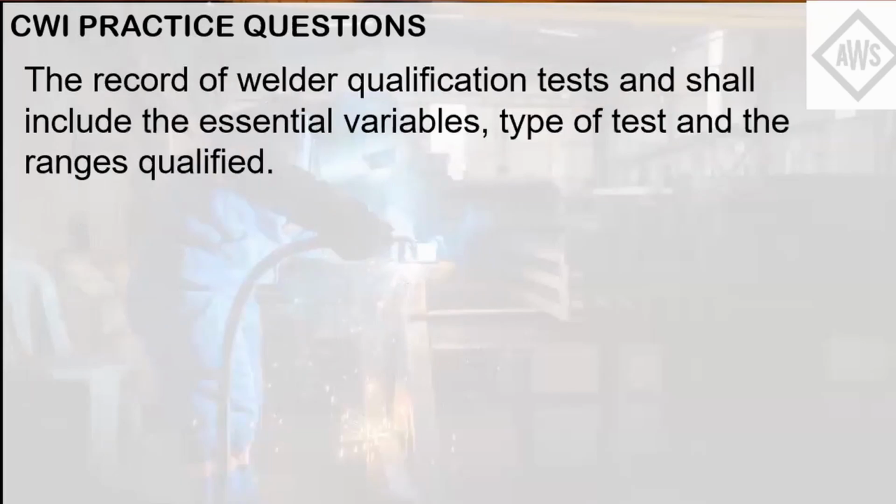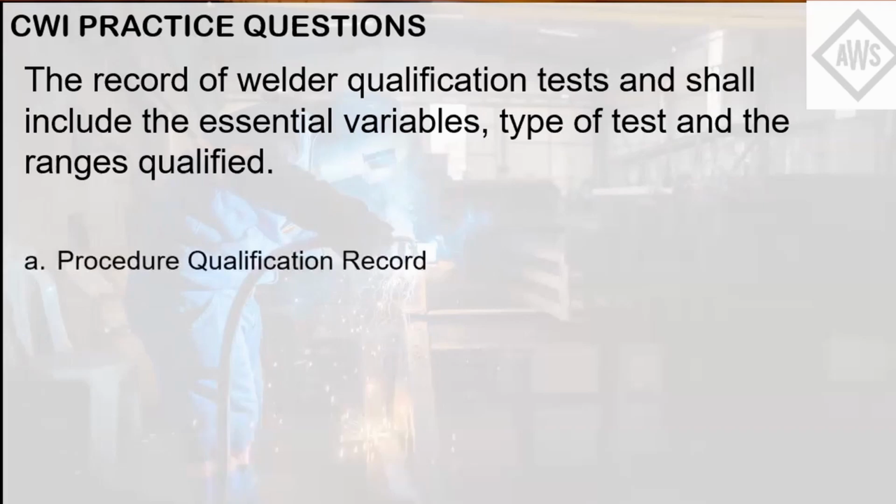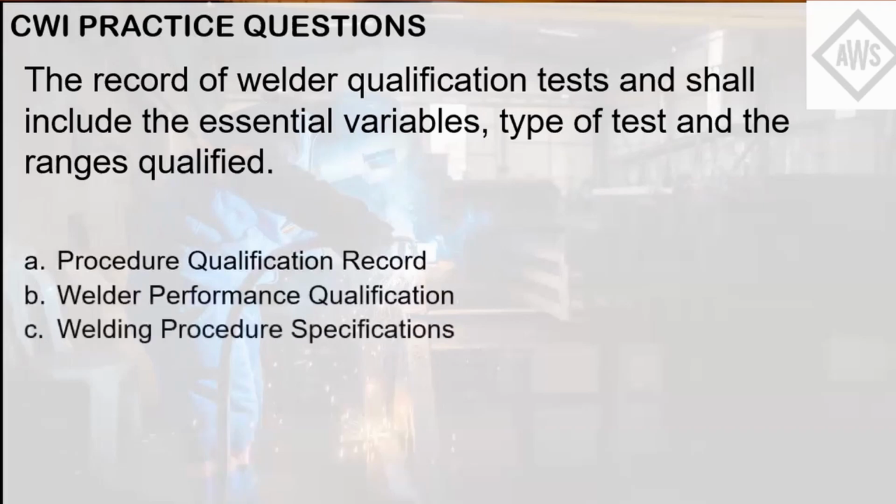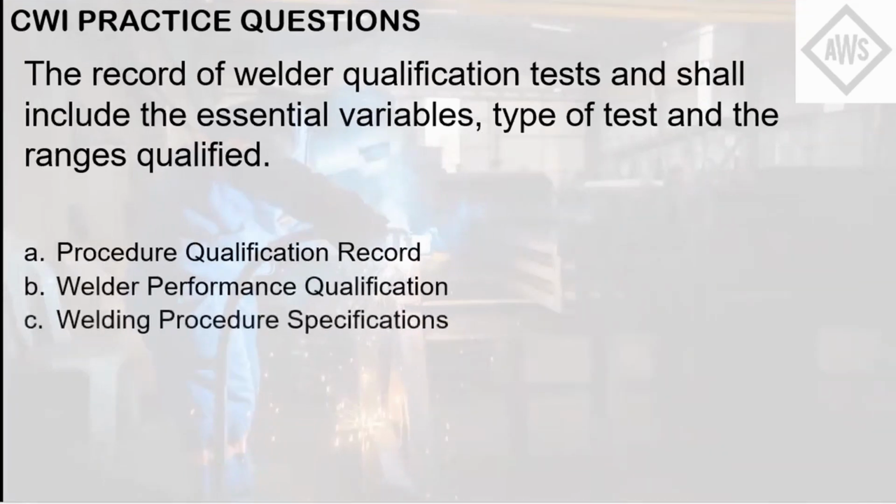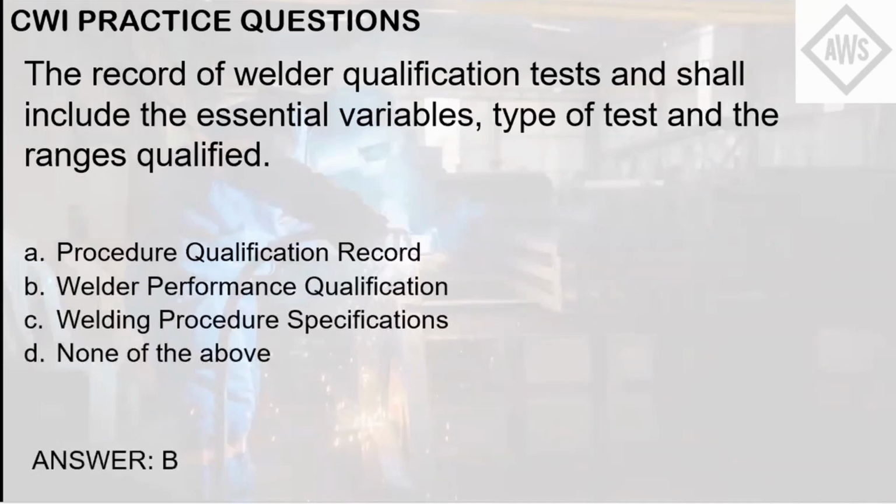Next question. This is the record of welder qualification tests and shall include the essential variables, type of test, and the ranges qualified. Letter A, procedure qualification record. Letter B, welder performance qualification. Or letter C, welding procedure specifications. Or D, none of the above. So the answer of course in this question is letter B, welder performance qualification.